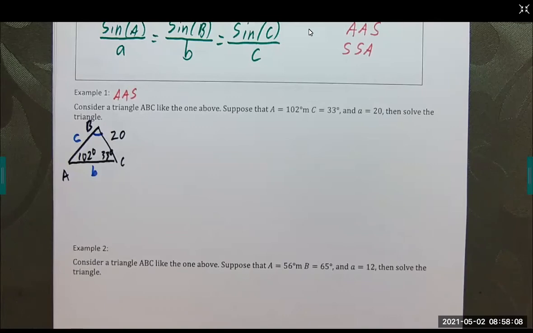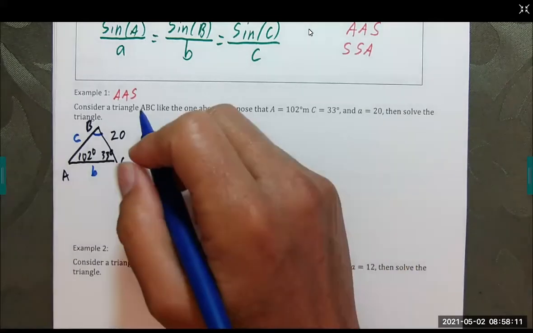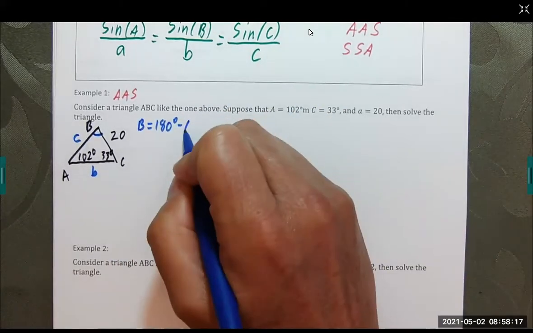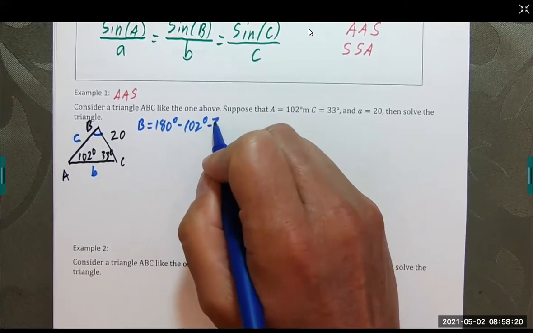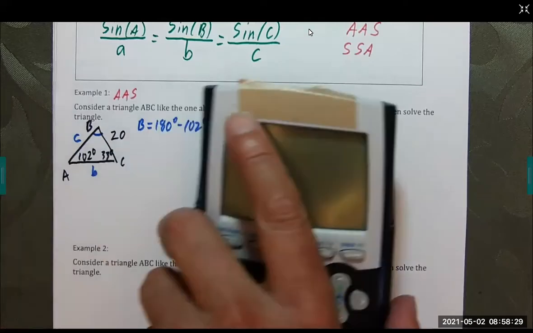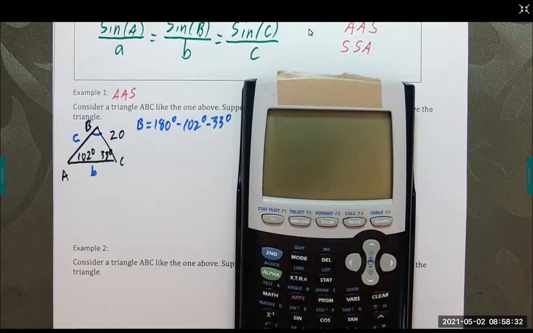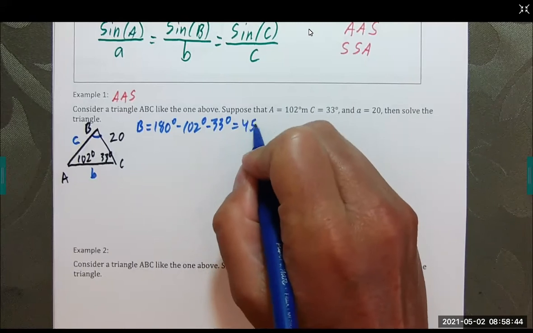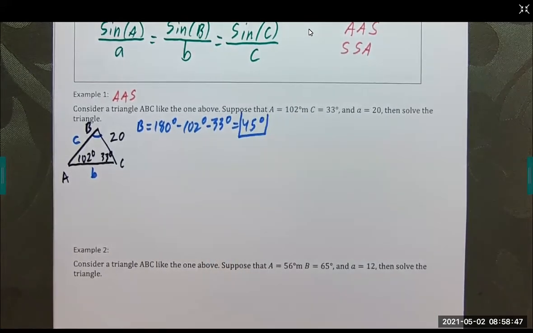Let's start with the angle. That's going to be the easiest part. So angle B is going to be 180 degrees minus 102 degrees minus 33 degrees, because the sum of all the interior angles of a Euclidean triangle is always 180 degrees. So let's do that. 180 minus 102 minus 33. So our missing angle B here is 45 degrees. So there's our first part of that.